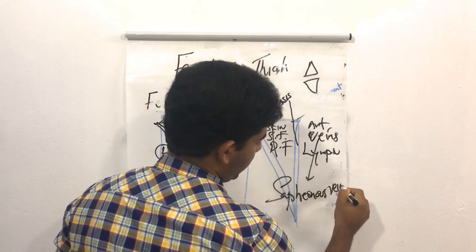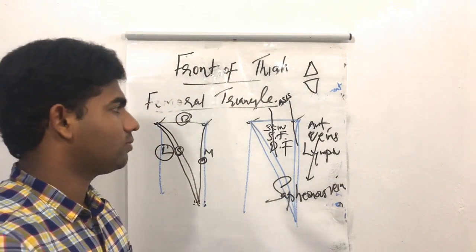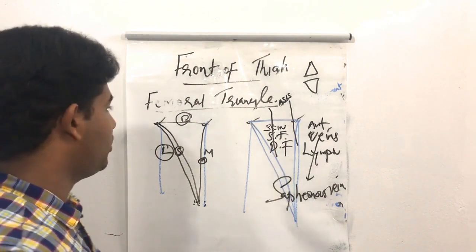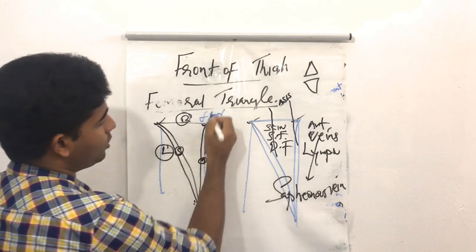There is a large vein in the lower limb in the front of the thigh, that is the saphenous vein. That is all about the roof. Now you have to study the floor. Okay, for the floor you have to study the muscles.